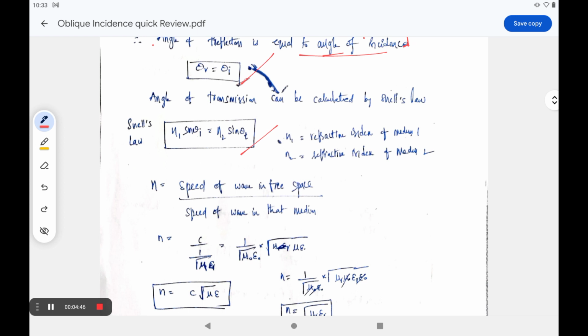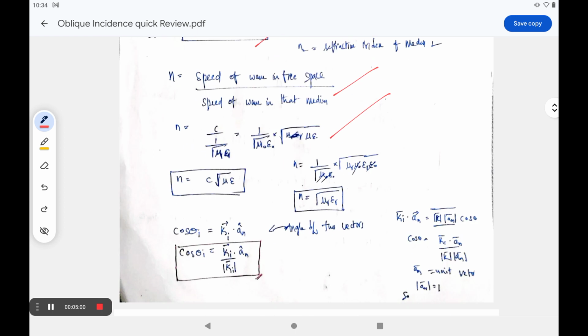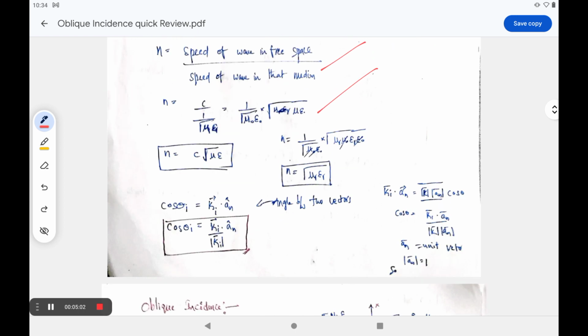The refractive index means the speed of the wave in free space divided by the speed of the wave in that particular medium. That is the general formula for the refractive index. From this, there are different formulas for n by adjusting the c value, and the speed of the wave is 1 divided by the square root of mu and epsilon. By substituting the mu and epsilon values, you will get different formulas for calculating the n value.